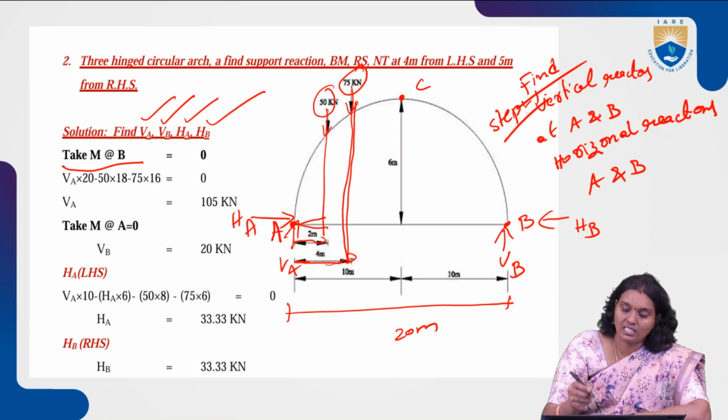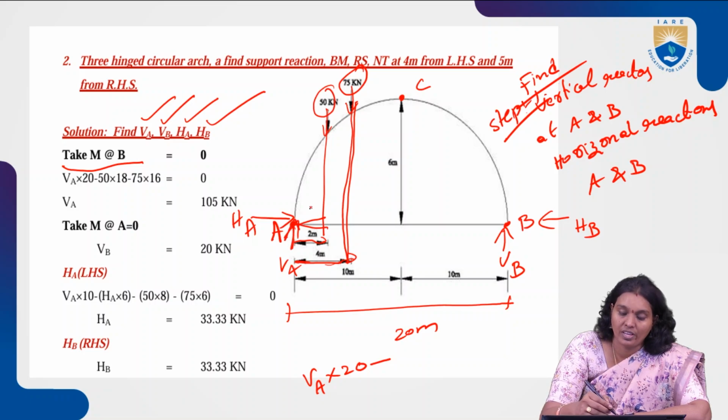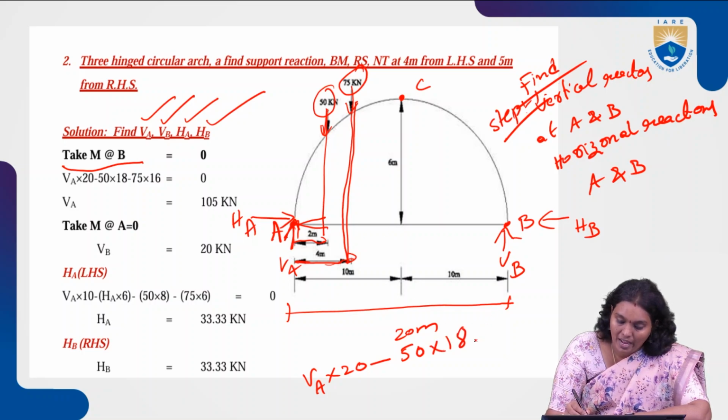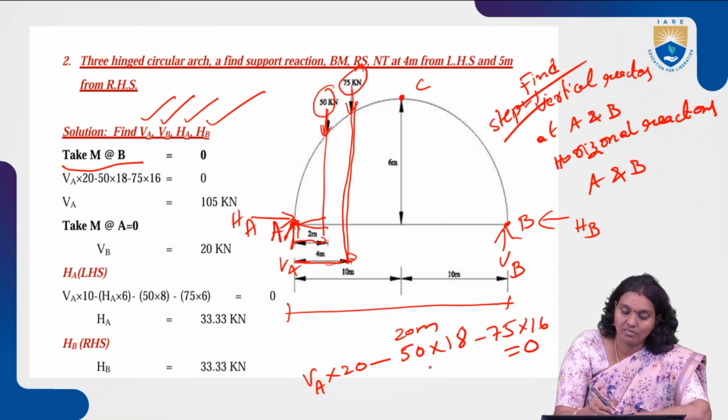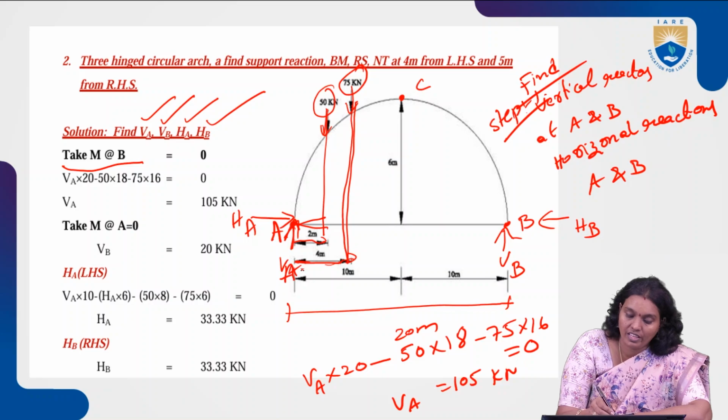Now, vertical reaction VA into 20, minus 50. So upward is positive, and here we consider downward. This is nothing but 50 multiplied by 18. Thus remaining is 18. Next, minus 75 multiplied by 16 is equal to 0. After calculations, the vertical reaction at A is equal to 105 kilonewtons. Now VA is equal to 105 kilonewtons.